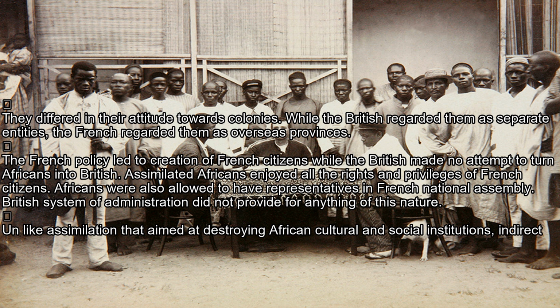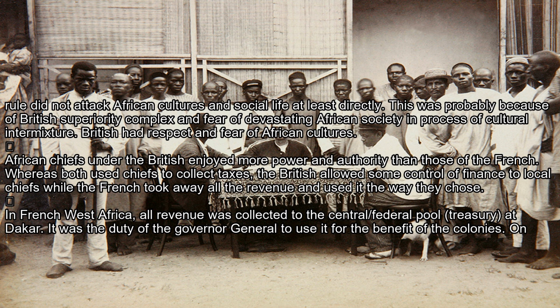Unlike assimilation that aimed at destroying African cultural and social institutions, indirect rule did not attack African cultures and social life, at least directly. This was probably because of British superiority complex and fear of devastating African society in the process of cultural intermixture. The British had respect and fear of African cultures. African chiefs under the British enjoyed more power and authority than those of the French.